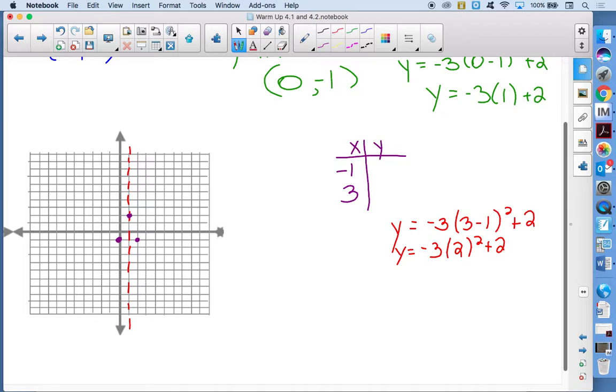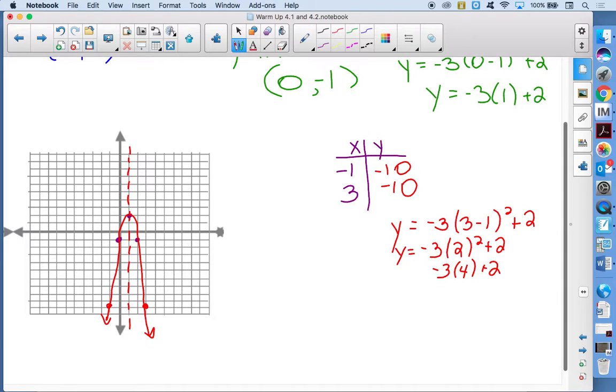2 squares. 4 times negative 3 is negative 12. And negative 12 plus 2 is... the 3 points are already graphed. We've got 2 more. At -1, we're down to 10. And at +3, we're down to 10 as well. So this graph is even more narrow than the previous graph.